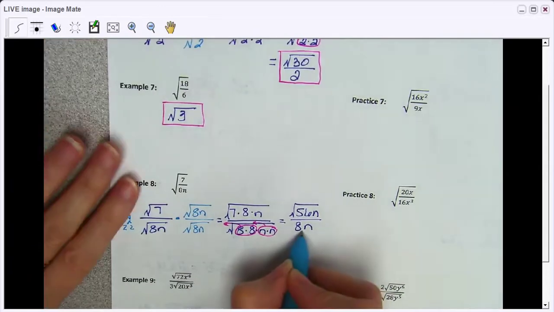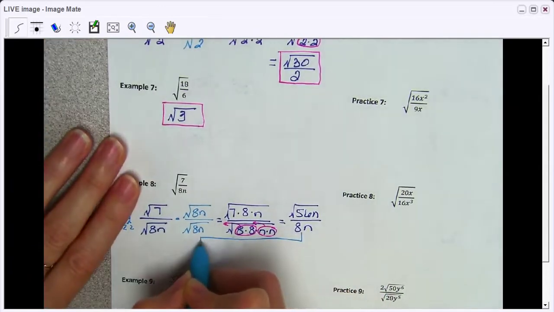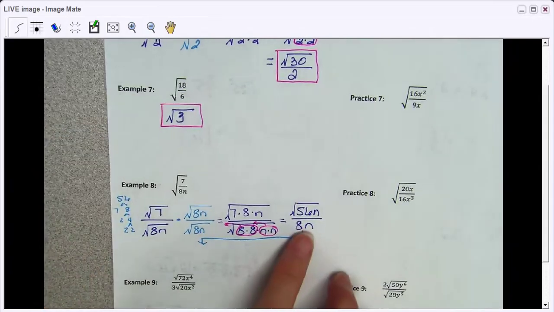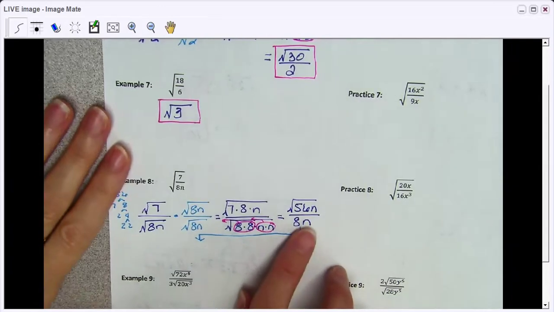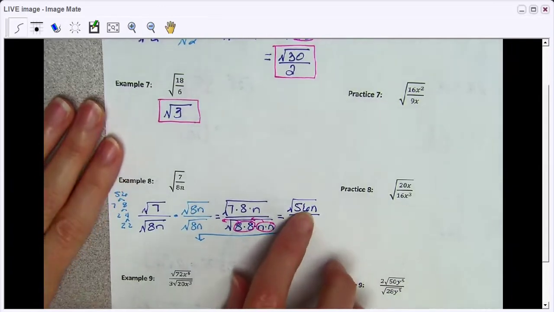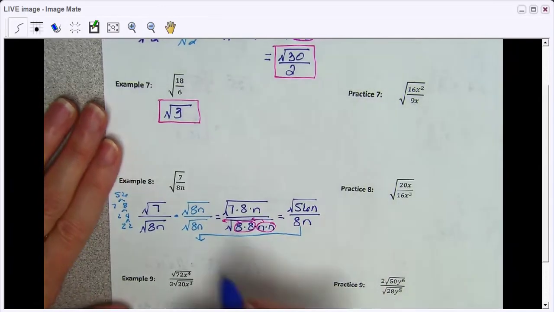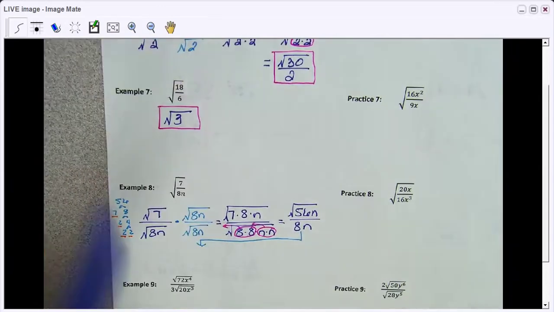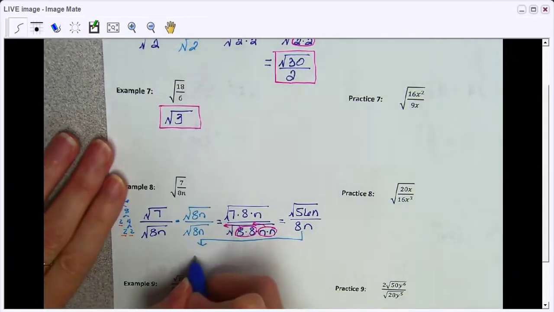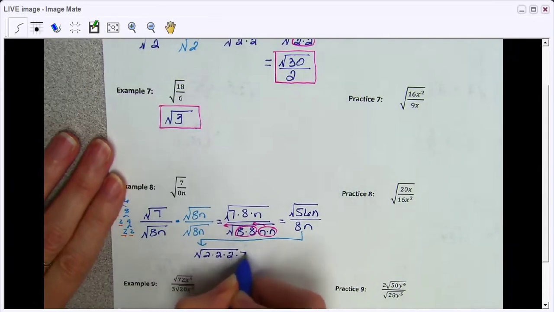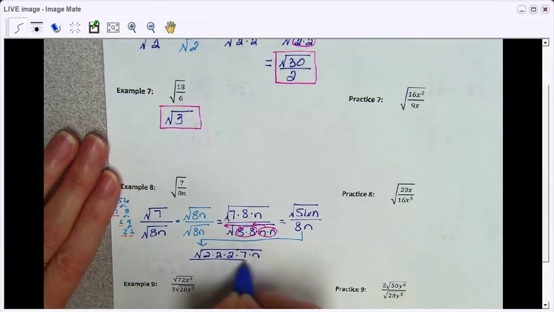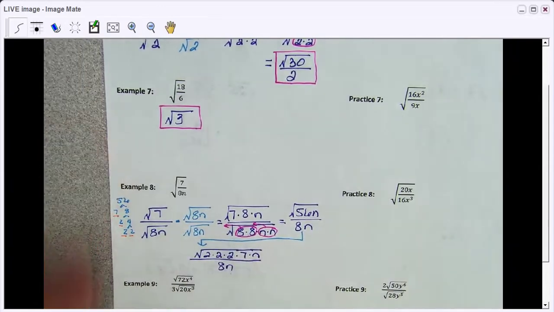Okay. So we got to continue this right here. My 8n can stay the same, but I have to factor out this 56 because it's not in its most simplified form. So I have 3 2s and a 7. So I have the square root of 2 times 2 times 2 times 7 times n. We cannot forget the n over here. All over 8n. Okay.